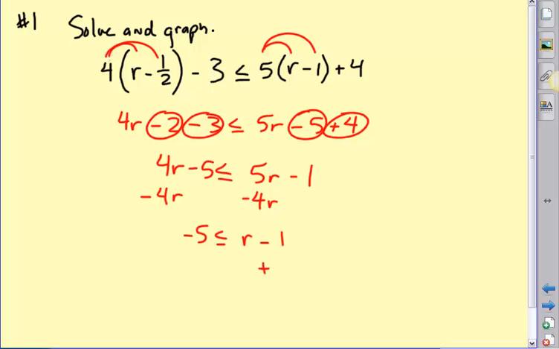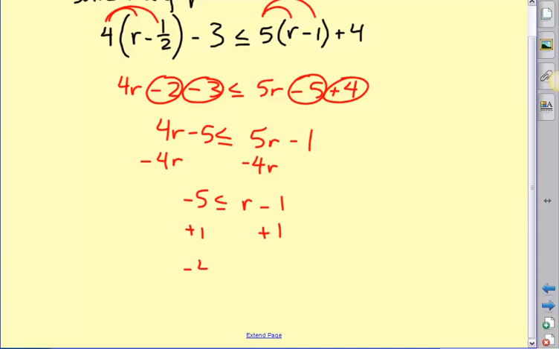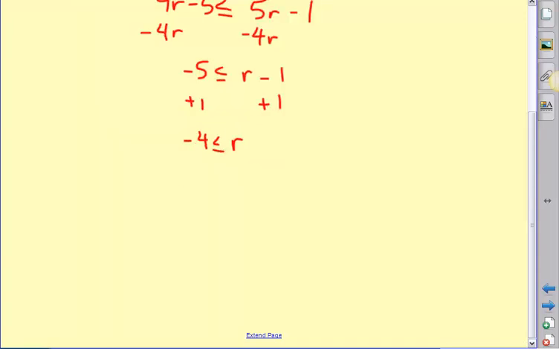Add 1 to both sides. And now I'm going to get -4 is less than or equal to r, or r is greater than or equal to -4, if you like having the variable on the other side. Right? I just flipped everything. Okay. So Alex, help me graph this.